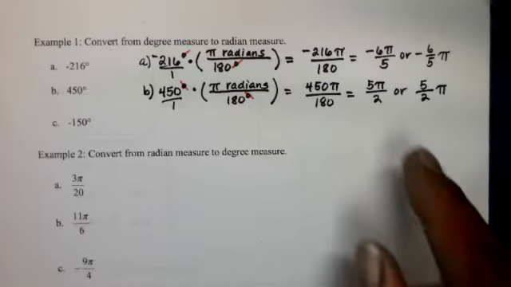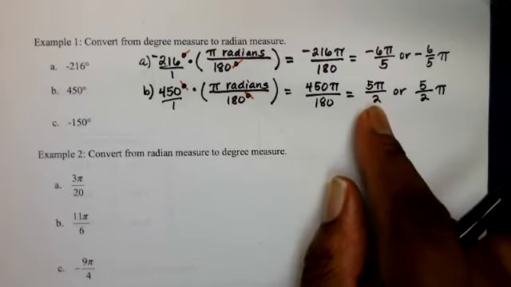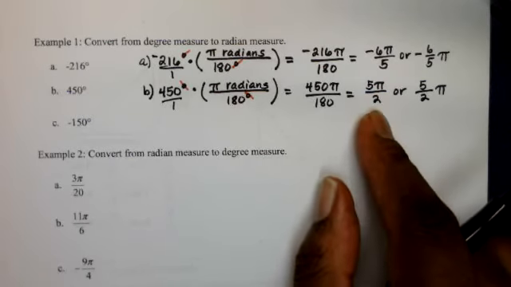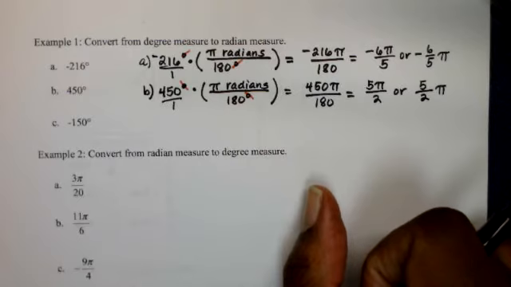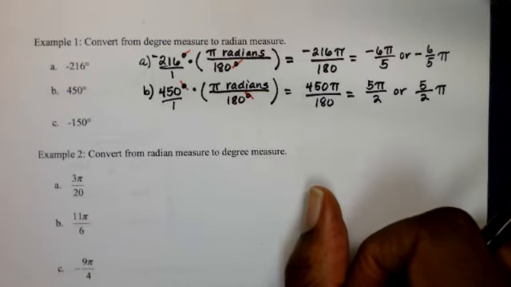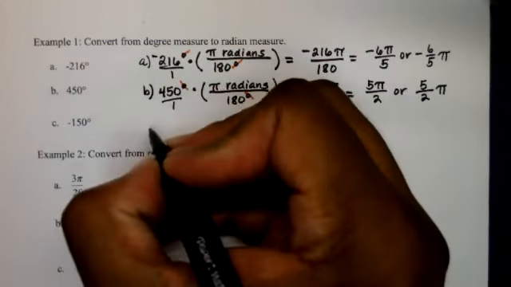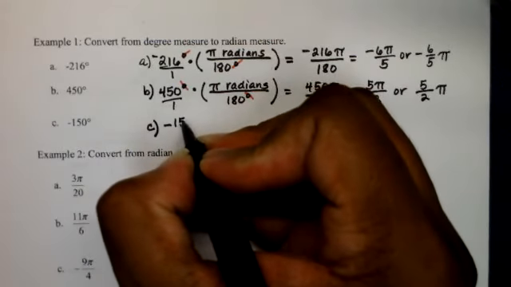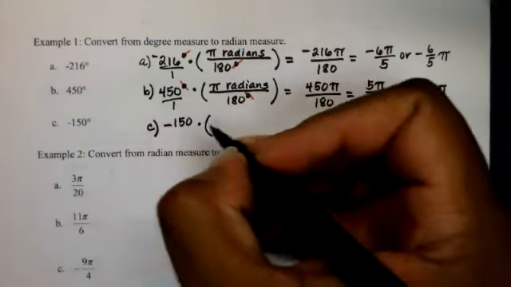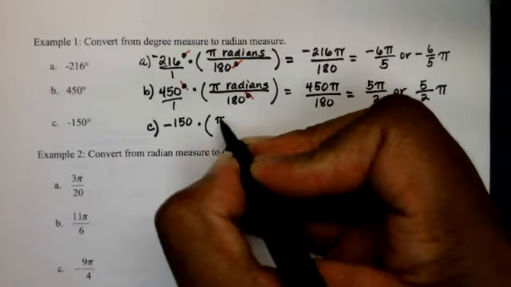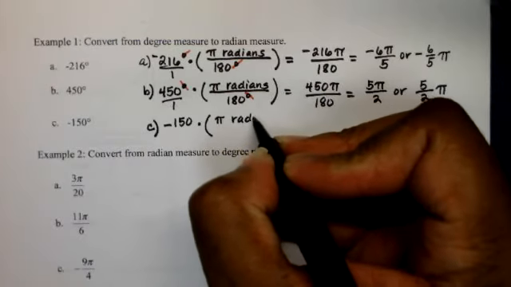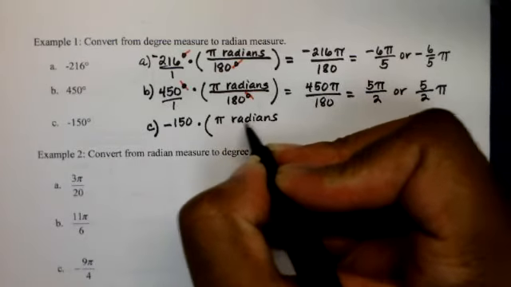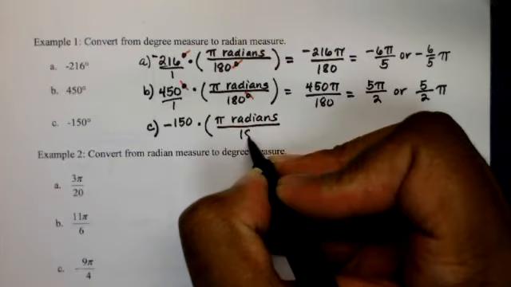Now I'm thinking in the homework, in my math lab, they're going to want it like this: 5 pi on top and then the 2 in the denominator. All right, part C, negative 150 degrees. I want to convert that to radians. So negative 150 times, we're going to use that same conversion, pi radians over 180 degrees.